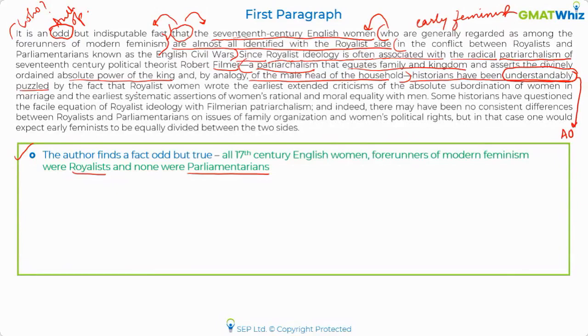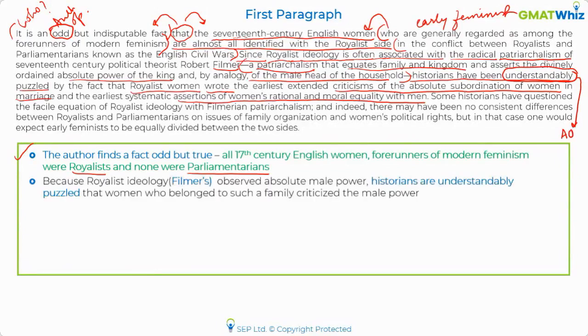Puzzled by the fact. Which fact? This is the fact. Royalist women wrote criticisms of absolute subordination of women in marriage. Okay, so royalist women were against women being subordinates in marriage. You know, they criticized the fact that women were like slaves in a marriage. And they also wrote assertions of women's rational and moral equality with men. Okay, so now I understand. Because royalist ideology observed absolute male power, this is how I summarize, historians are understandably puzzled that women who belong to such a family, how come they criticized male power? They belonged to a household which was about male dominance. Then why would they actually write these criticisms of male power, right?